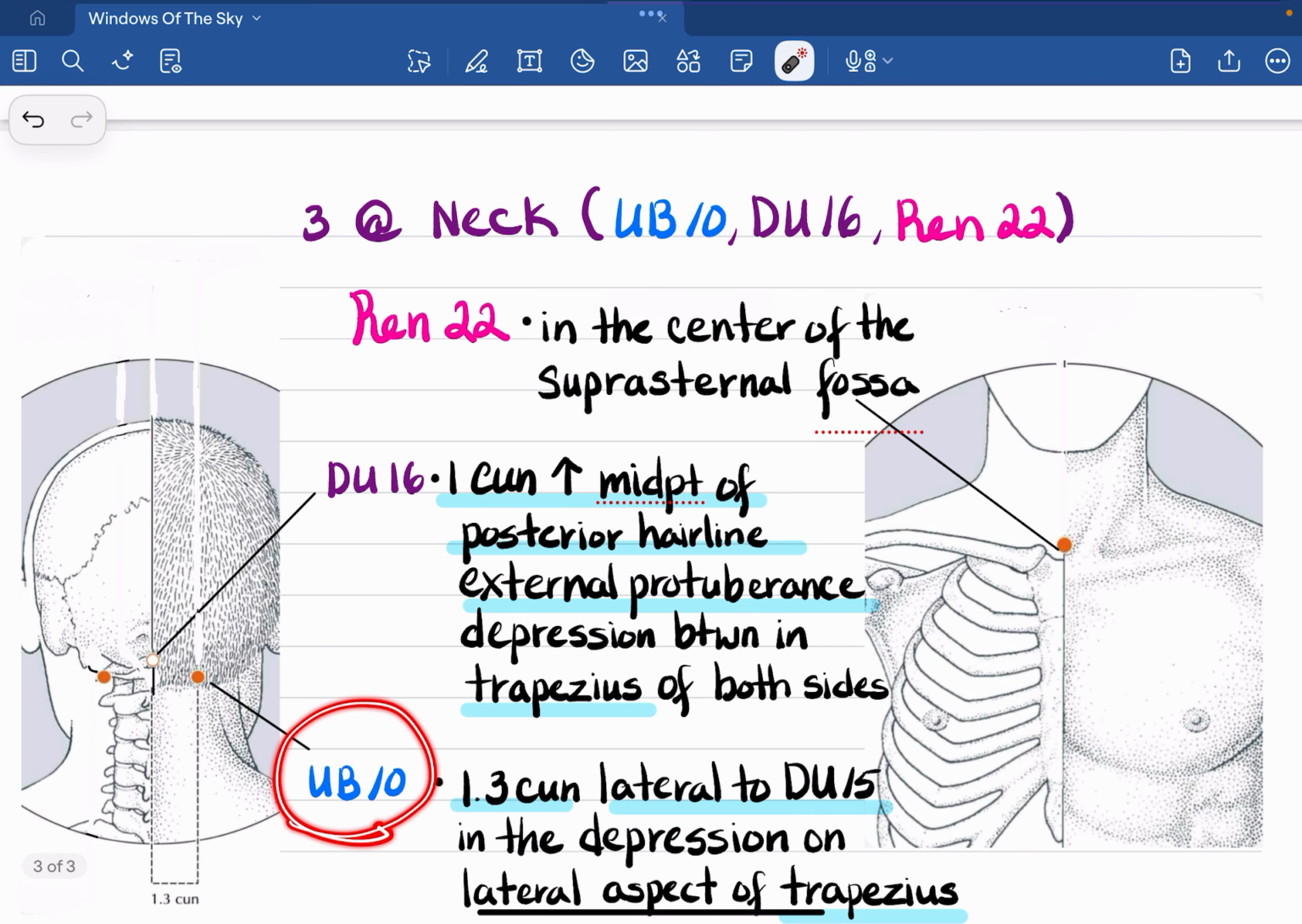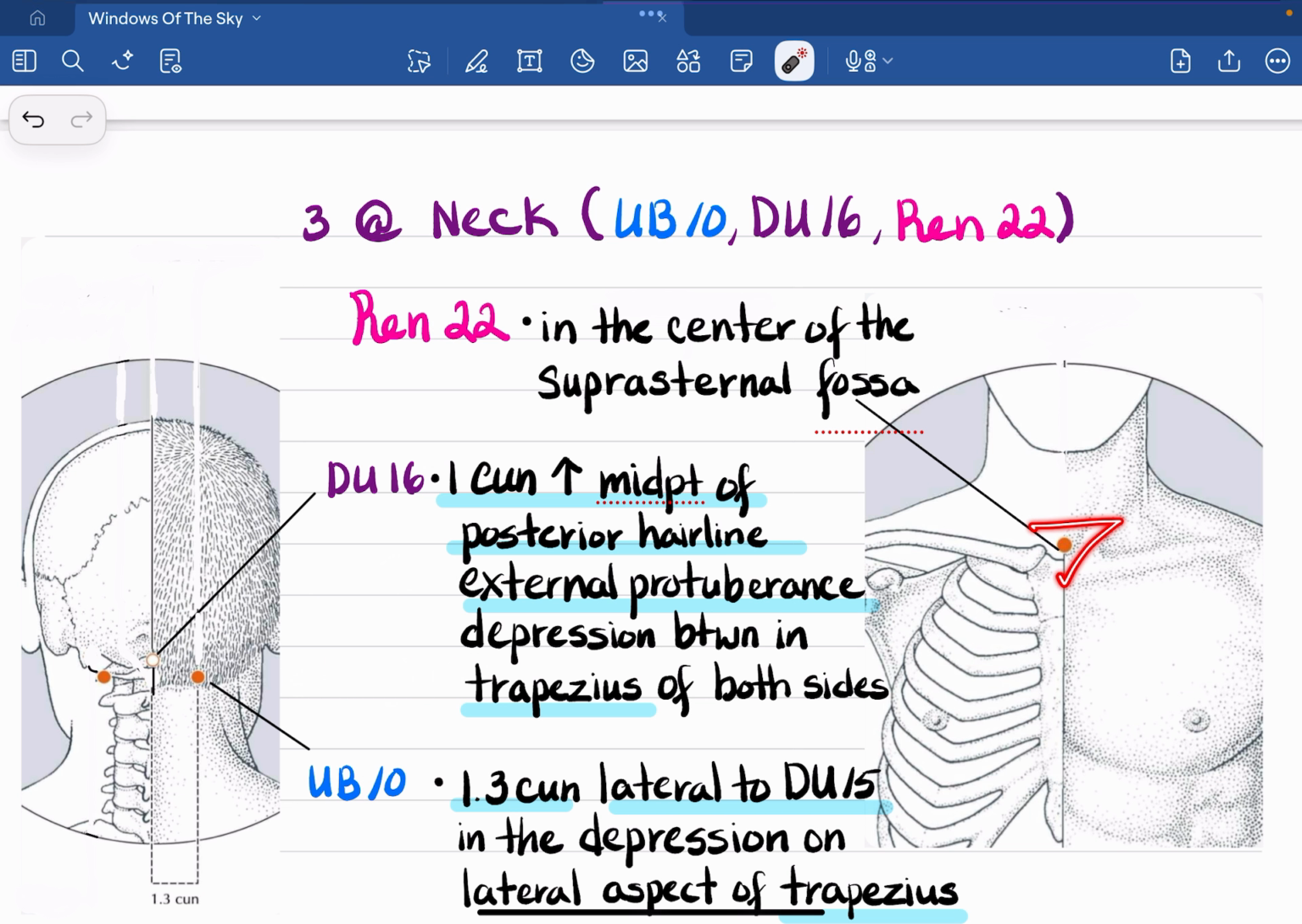So you should remember UB10 and a little bit above, almost like a triangle right here. And that's why it's DU16 and UB10. You can think of here as like an upside down triangle. So you can think of it as, in the back, a triangle. So there needs to be UB10 here and then DU16 here, because we know DU15 is here.